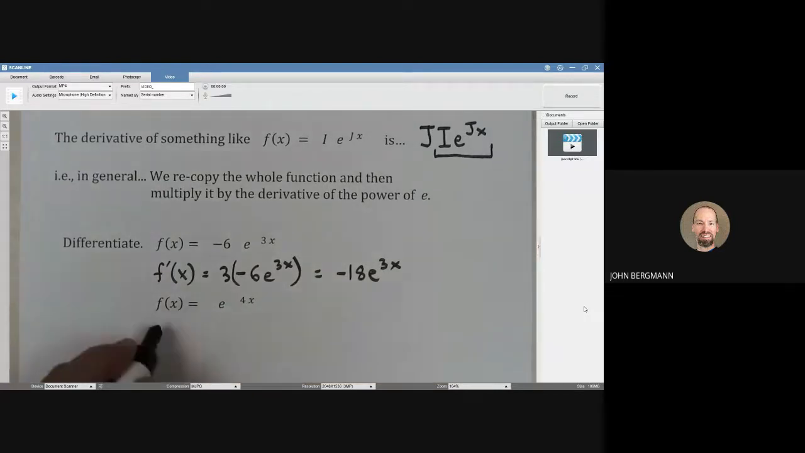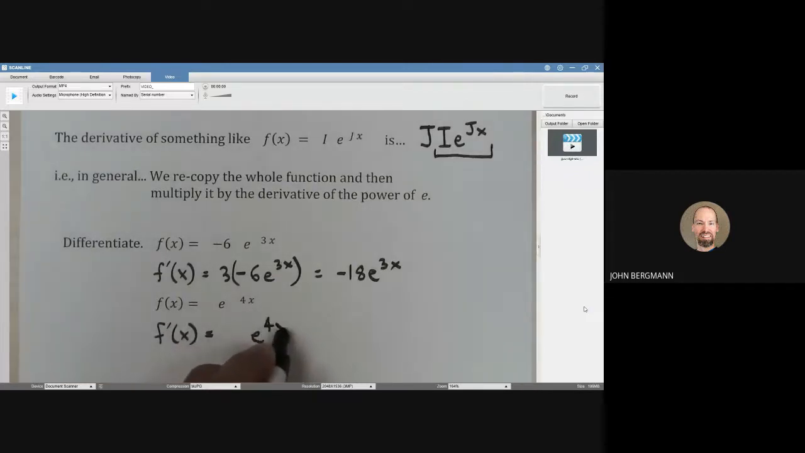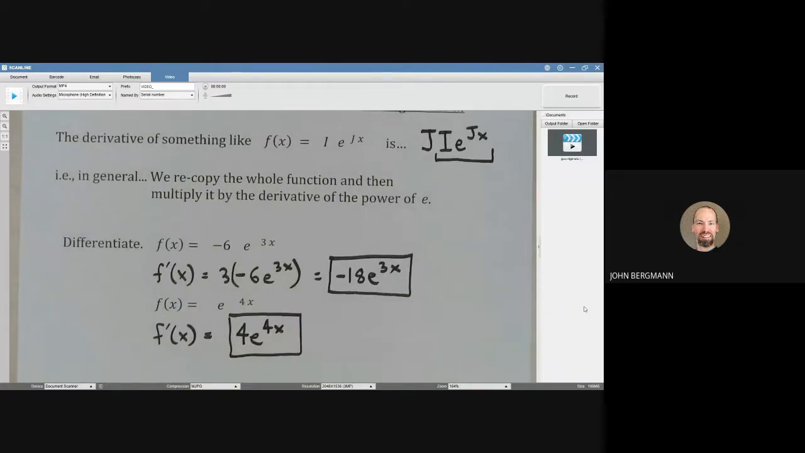Let's try the next one. We take the derivative of this, we recopy the whole thing, e to the 4x. And then we multiply by the derivative of the power on e, which is 4. That's it, right there. 4e to the 4x. That's how you do that.